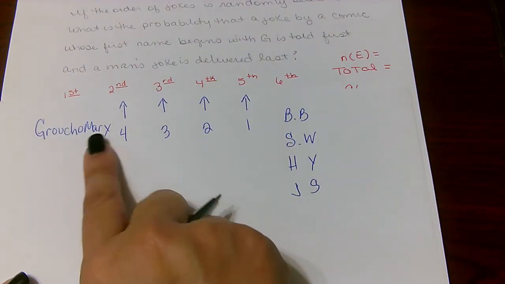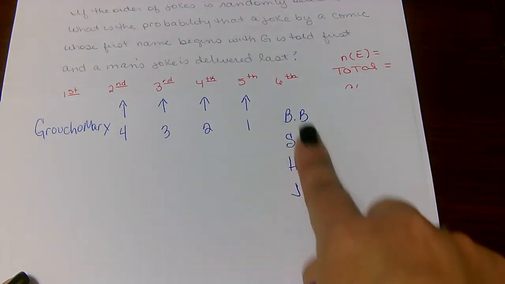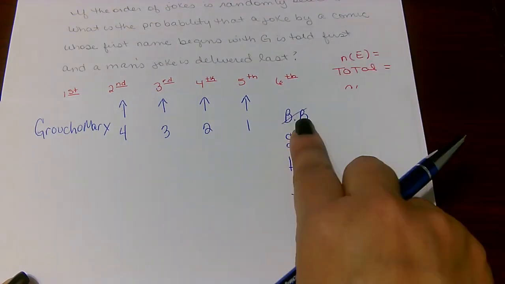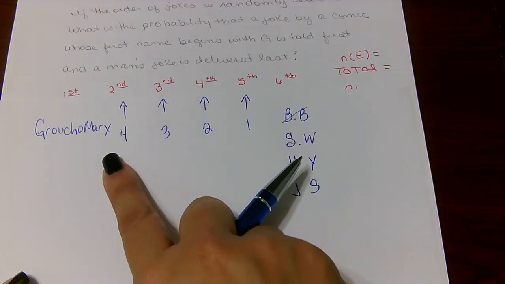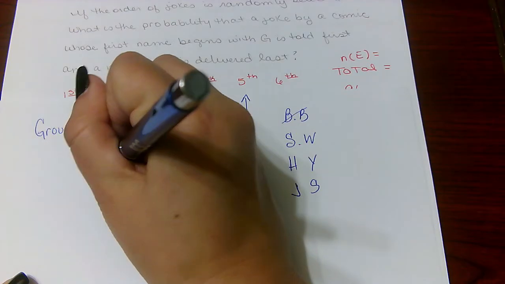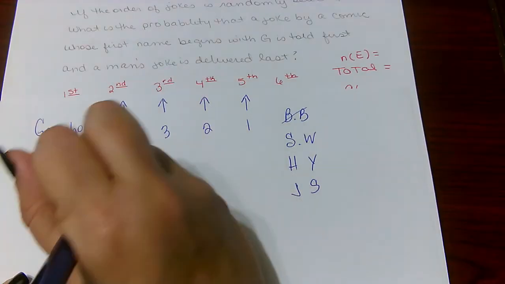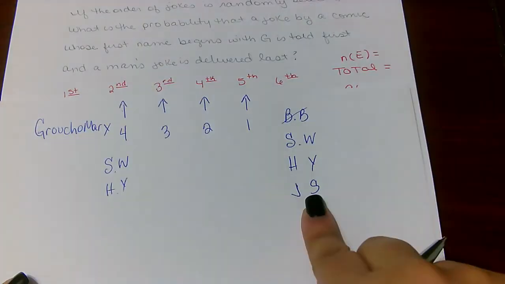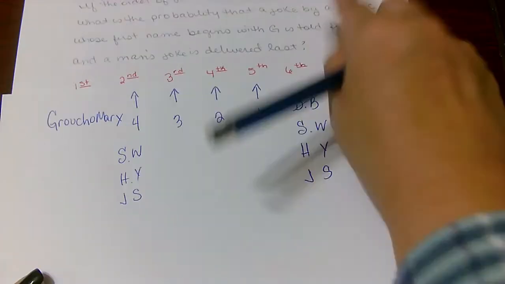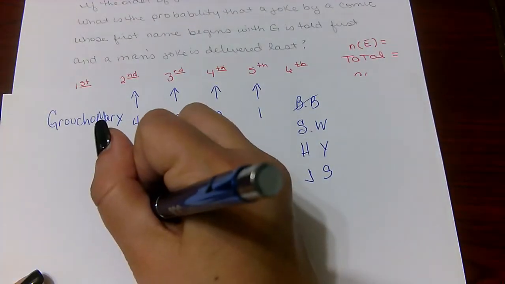So this one has to go first. Any one of these can go second. Let's just say we use Bob. Then there's 4 people left. These 3 plus the female. So here could be S, H, J, or Phyllis, P, D.